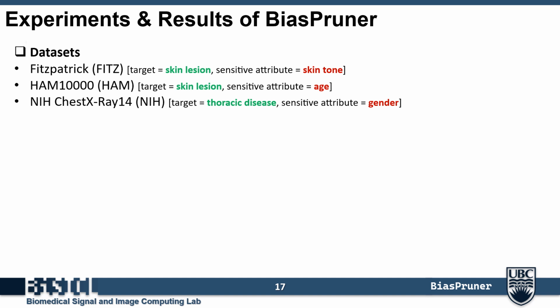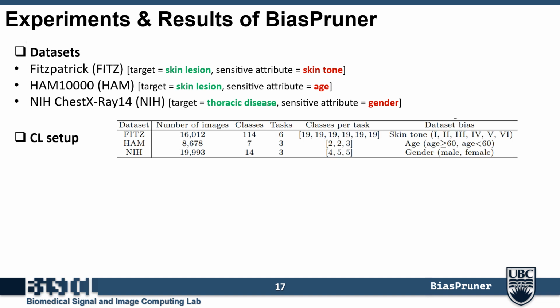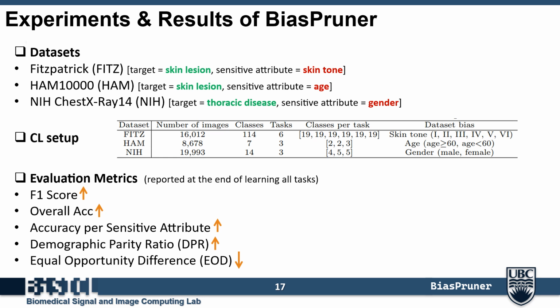We evaluate BiasPruner using three different datasets where each one has a different bias or sensitive attribute that is strongly correlated with the disease class. And we adopt a class incremental learning setup where classes in each dataset are split among the different tasks. So for example, for Fitzpatrick, we have 114 classes and we formed 6 tasks, so we have 19 classes in each task. To evaluate BiasPruner, we use the F1 score, the overall accuracy, and the accuracy per sensitive attribute. And for fairness measures, we use the DPR and EOD.